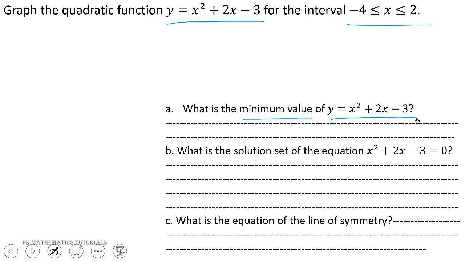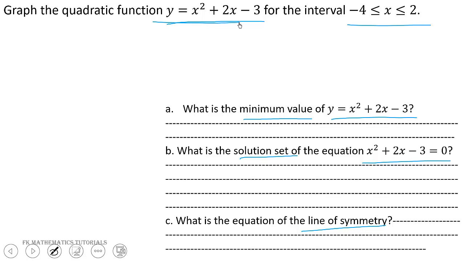Then we'll see how we can find the solution set of the equation x squared plus 2x minus 3 equal to 0. And we'll also look at how we can find the equation of the line of symmetry of the given quadratic function. So, how do you graph this quadratic function given to you?